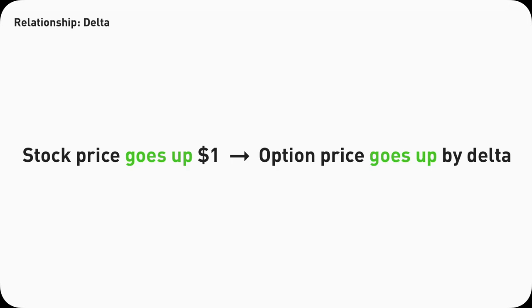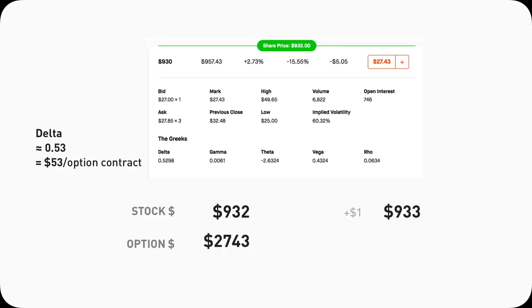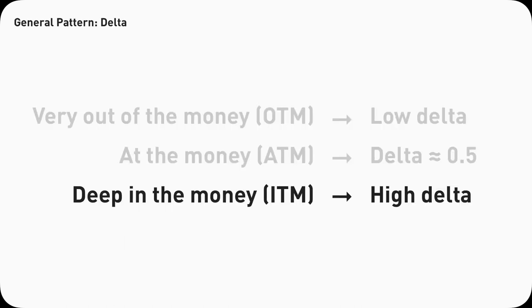This is where delta comes in, because delta defines how much this option contract price would change for every $1 the underlying stock increases. So in this example, the 930 Tesla call has a delta of 0.5298, let's just say 0.53. If the Tesla stock goes from 932 to 933, just a $1 increase, then the price of this call option contract will go from 27.43 to 27.96. We're adding 53 because we're rounding the delta, and also we need to multiply that by 100, and that's how we get 27.96.